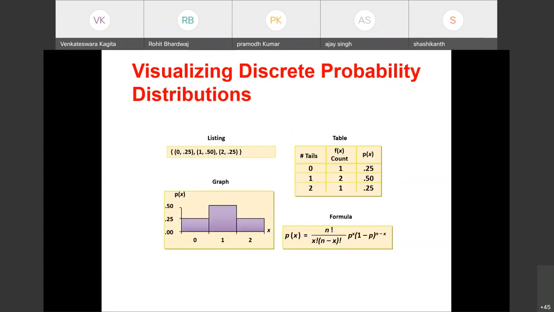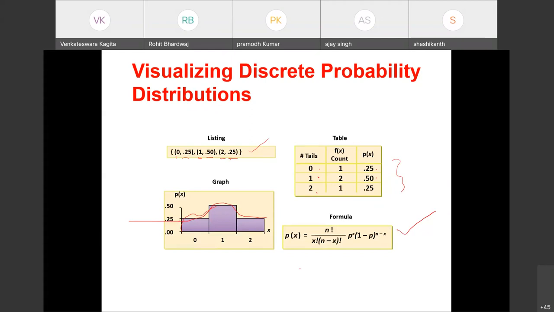So you can represent this in different ways. By listing, this is how you can represent it: 0 with 0.25 probability, 1 with 0.5 probability, 2 with 0.25 probability. If you represent it in a table, this is how you can represent it: 0 with 0.25 probability, 1 with 0.5. If you represent it with a graph, this is how it looks. And if you represent this with a formula, this is how you can represent it.